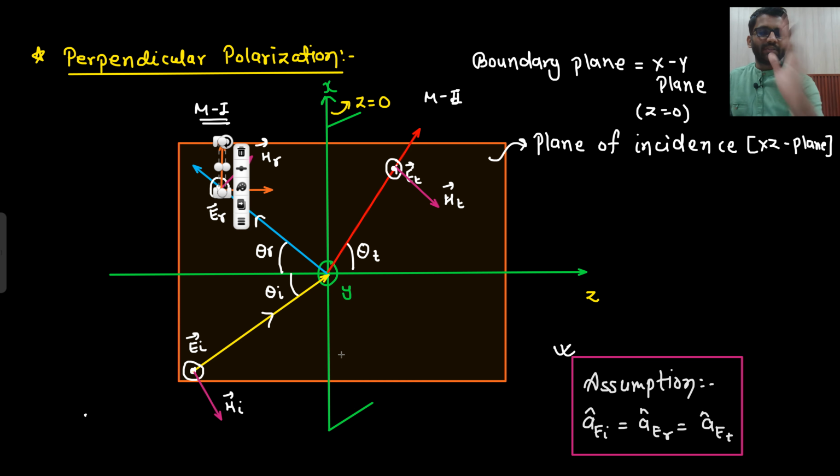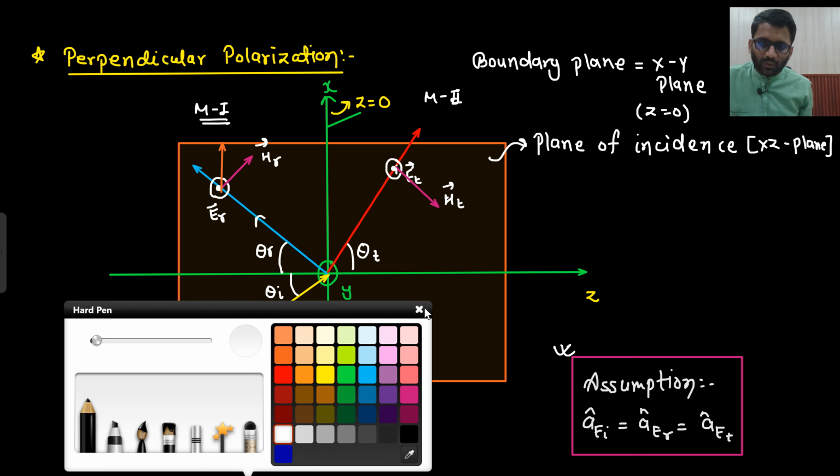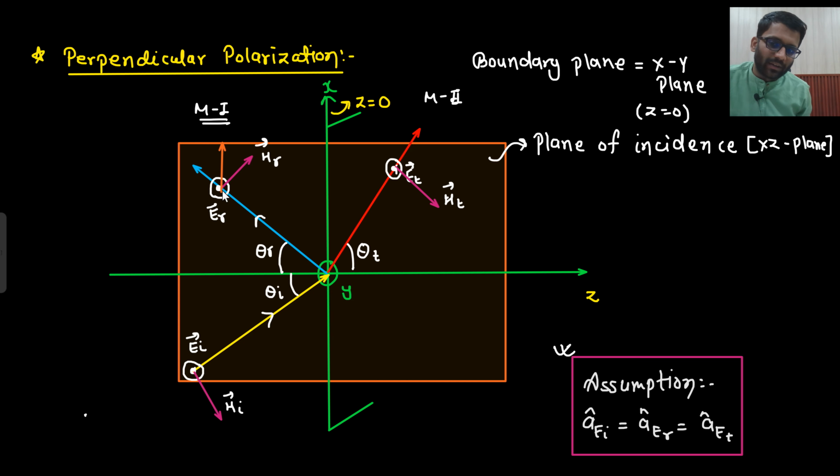Z equals to 0, this is my boundary. So this component has to be tangential. There is no doubt about that. Okay. So now this component I need to find. How will I find this component? Look. What about this? What is this angle?